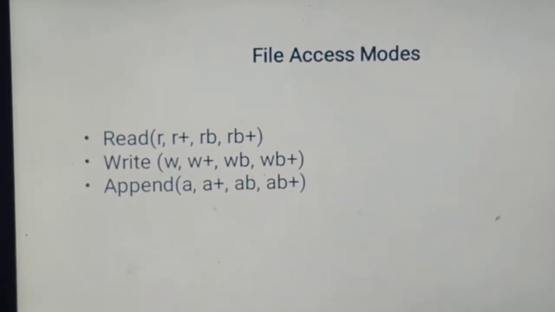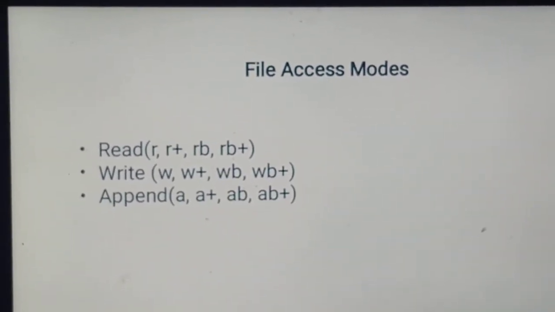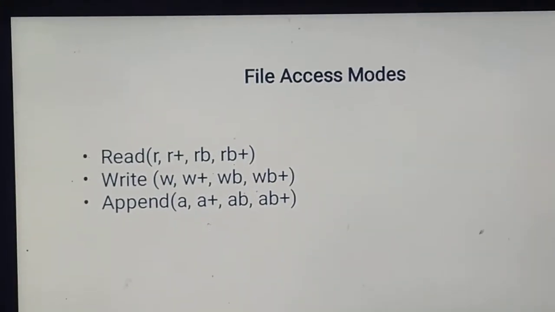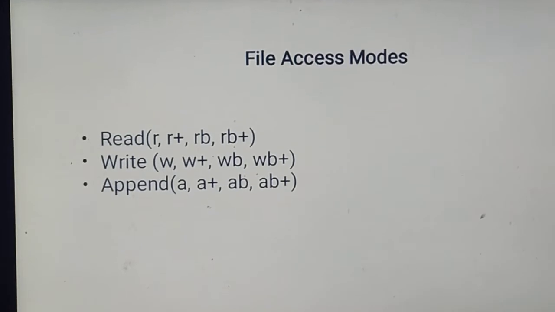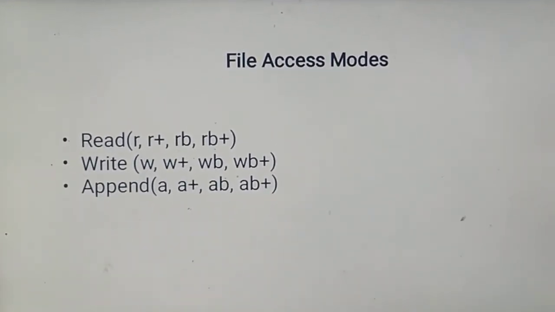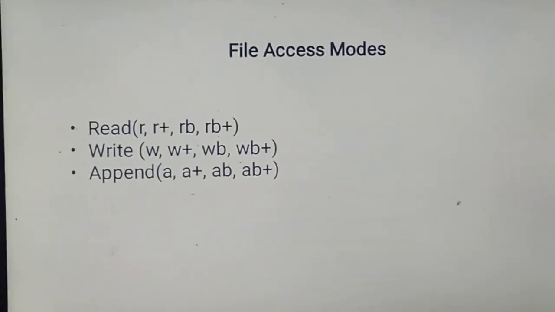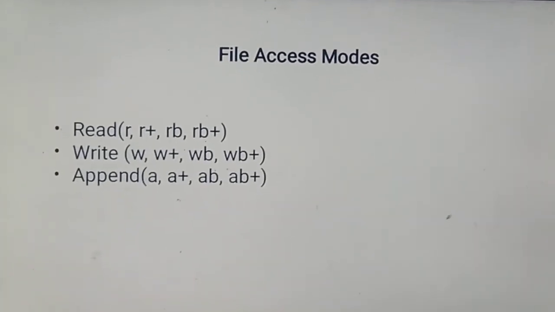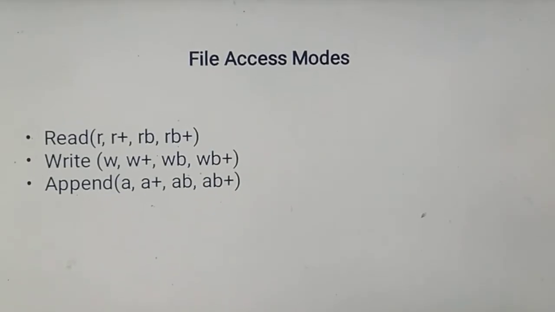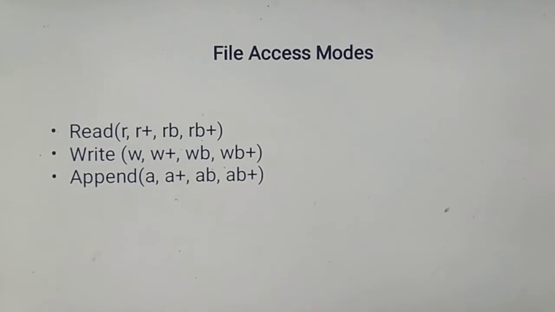It is also considered a default mode. The next mode is R plus mode. This access mode opens a file for both reading and writing. Whenever you want to read as well as write into the file, you use R plus mode. The next mode is RB plus mode. This access mode again opens a file for both reading and writing, but in binary format. The file pointer is placed at the beginning of the file.